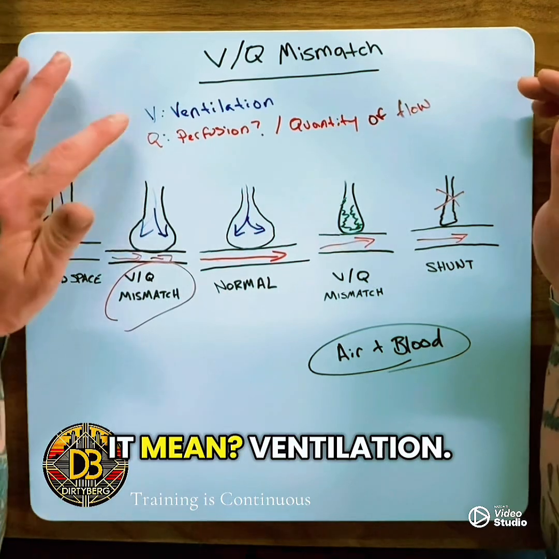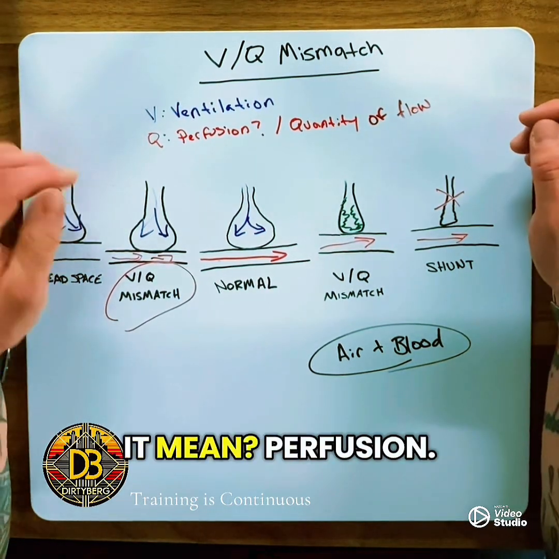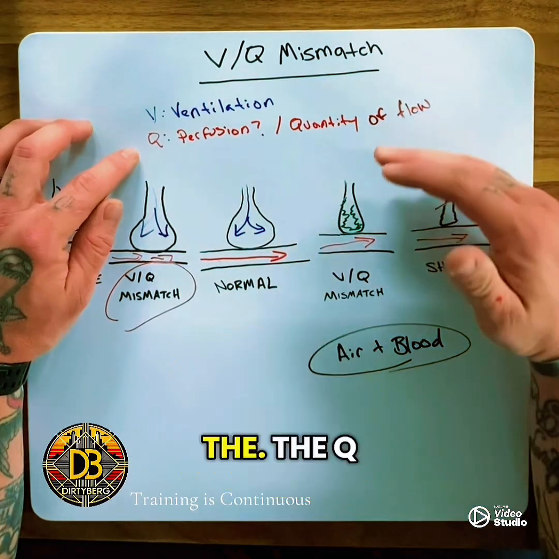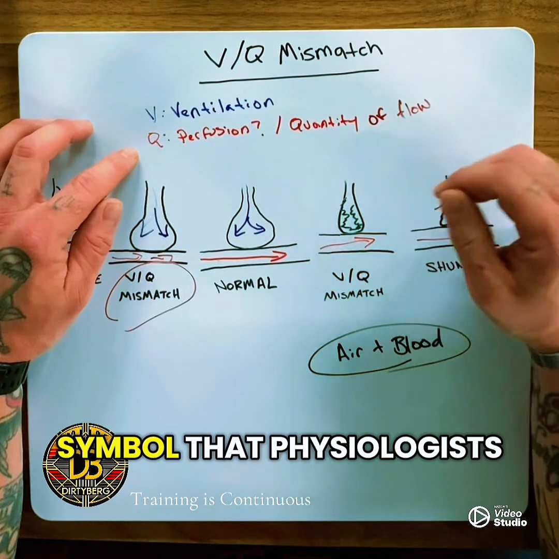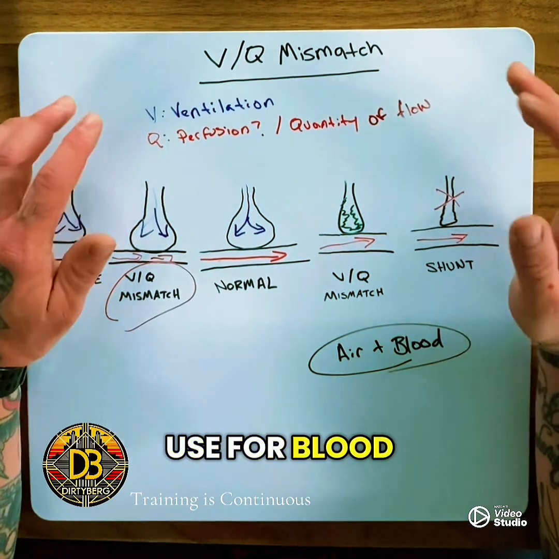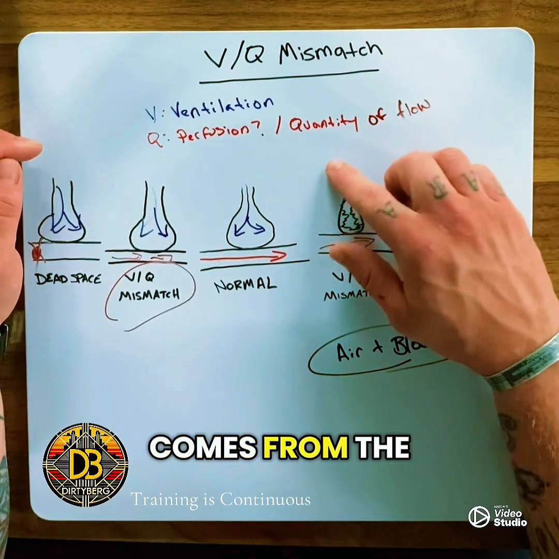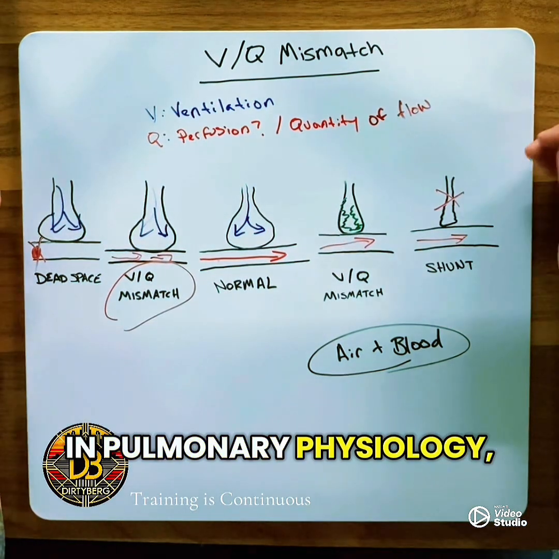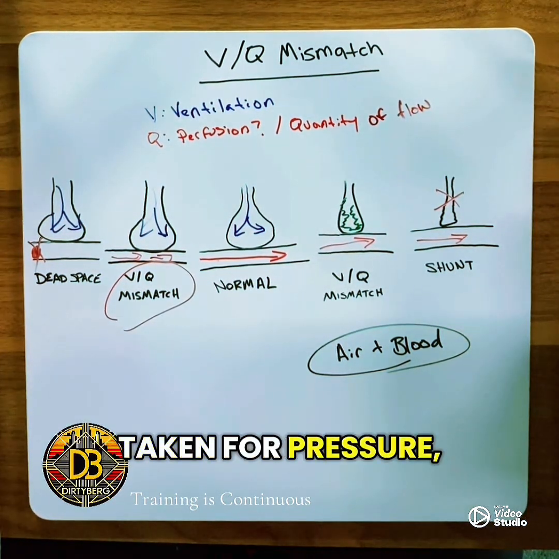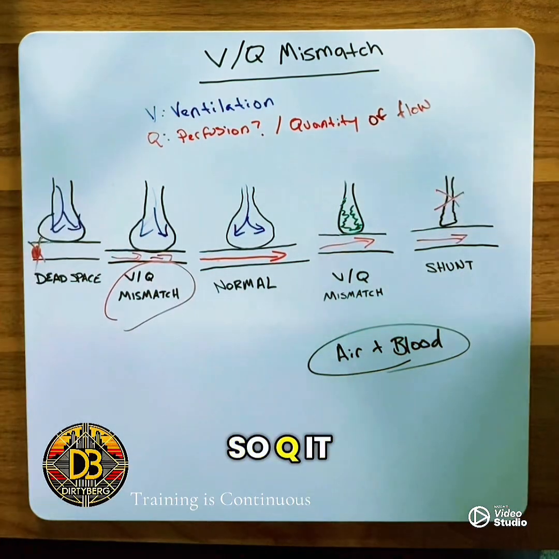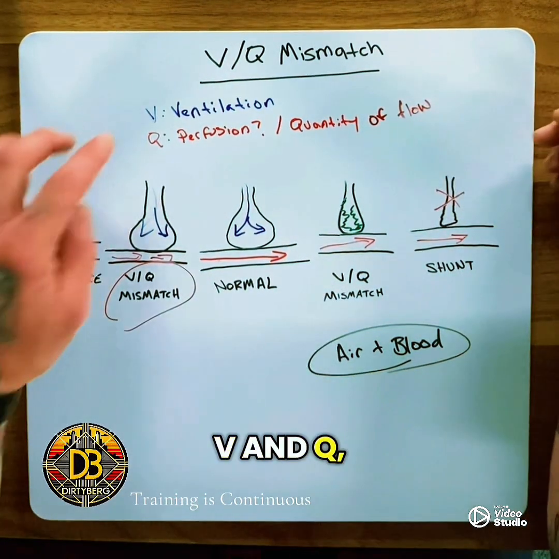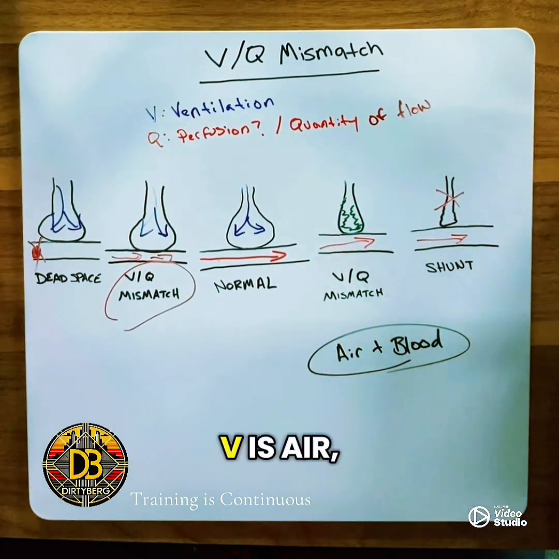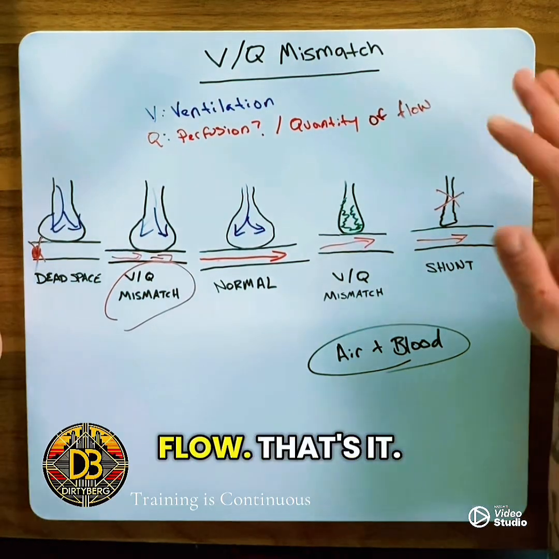V, what does it mean? Ventilation. Q, what does it mean? Perfusion. I know, it's hard. The Q actually is a symbol that physiologists use for blood flow. So it actually comes from the quantity of flow. In pulmonary physiology, P was already taken for pressure, so we had to use another letter, so Q it is. So that's all it means, V and Q, ventilation and perfusion. It's that ratio that we're looking at. V is air, Q is blood flow, that's it.